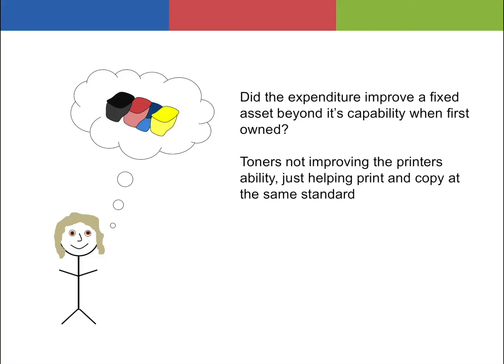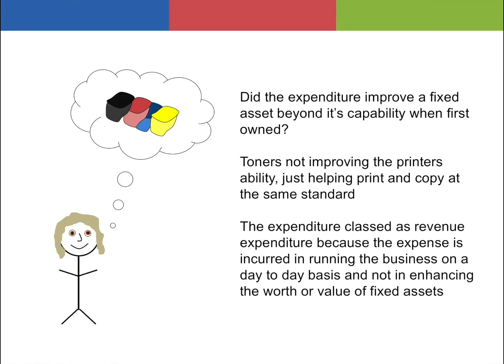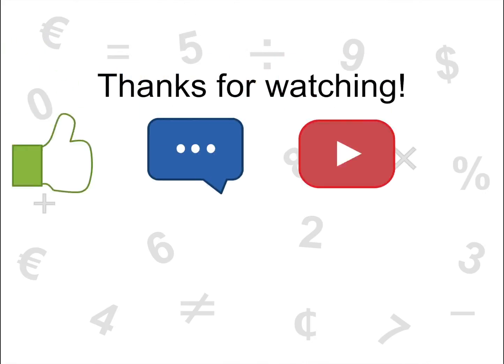To conclude, the answers from the two questions suggest that the expenditure will be classed as revenue expenditure because the expense is incurred in running the business on a day-to-day basis and not in enhancing the worth or value of fixed assets. So that was the explanation of what is revenue expenditure.